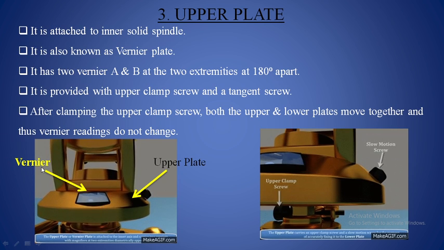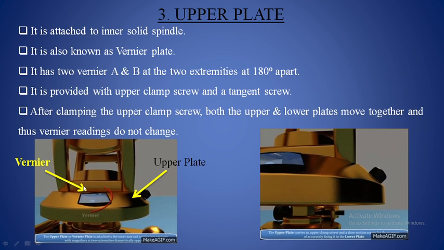Here you can see the vernier. Here in the animated image you can see a portion which is glazed. This glazed portion is used to read the graduations inside the upper plate, which means you will be able to read the horizontal angles with the help of this magnifying glass. So inside this magnifying glass you can see the vernier scale and main scale. Using these vernier and main scale you are going to read the horizontal angle.